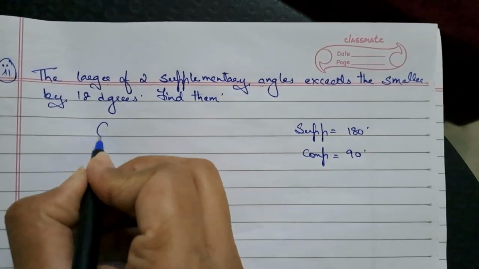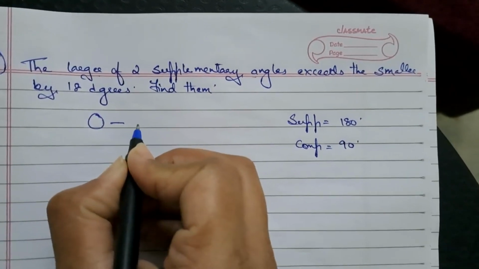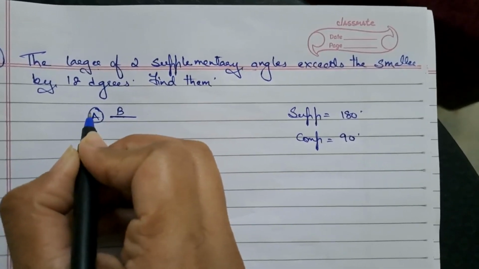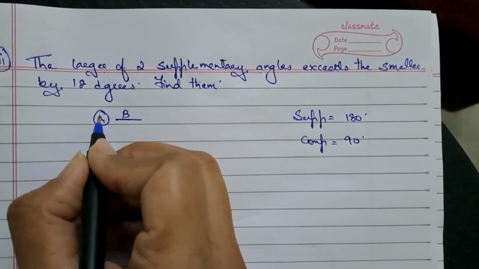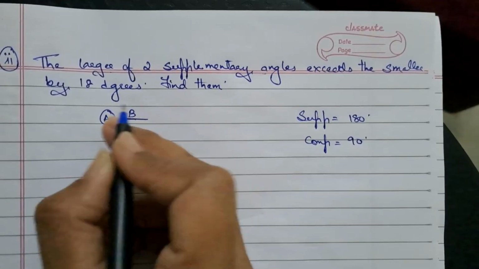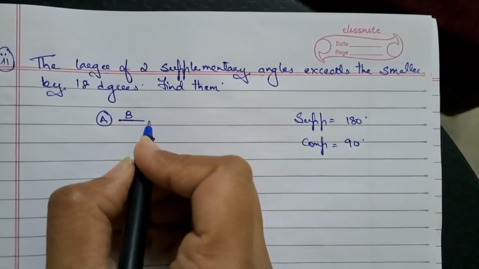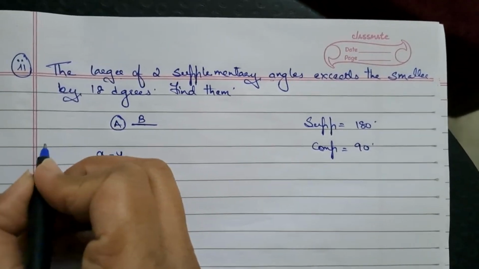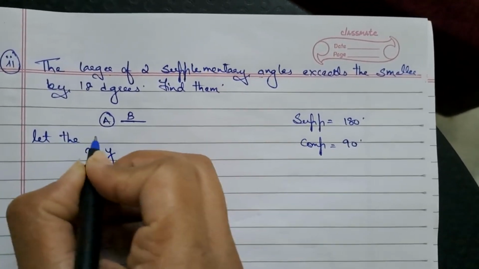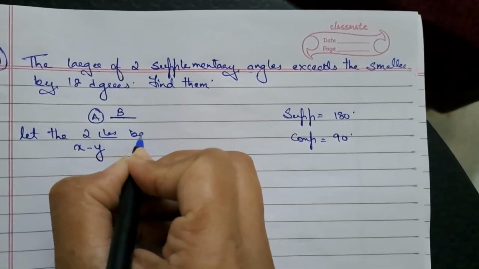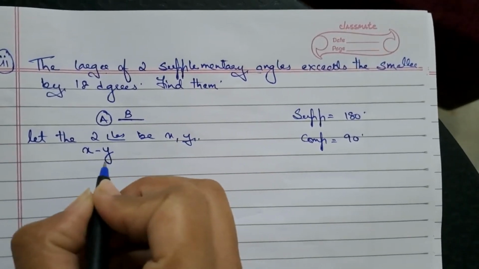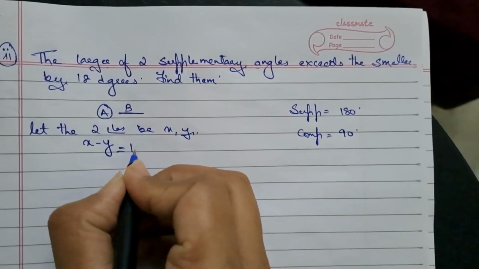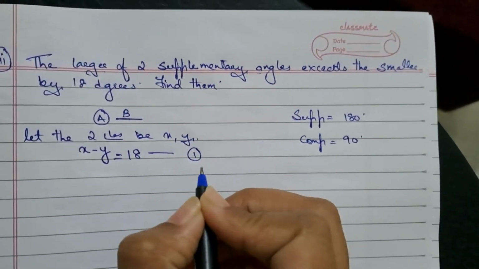That means there is one supplementary angle and then there is another supplementary angle. This is A and B. If A is the larger one, it exceeds the other, that means the difference between them is 18 degrees. So you're going to write it as x minus y. We don't know the angles. We'll say let the two angles be x, y. So the larger angle exceeds the other means x minus y is equal to 18. This is equation 1 that we are writing.